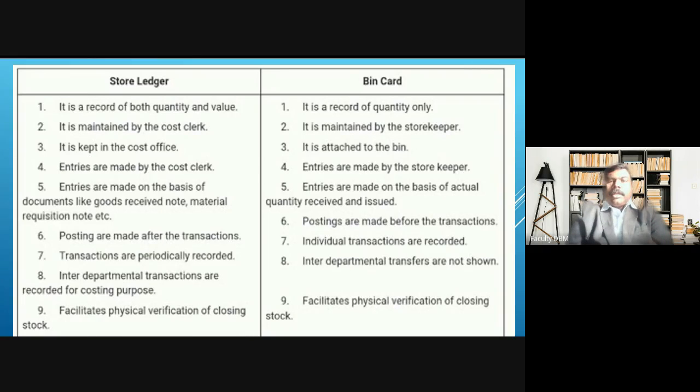You can see that a clerk is a professional who is going to make these decisions, and he is going to record well because he is well educated, so he is going to take value also. But here the storekeeper is less professional and less qualified than the clerk, so he is going to maintain only quantities. That is the concept over there.